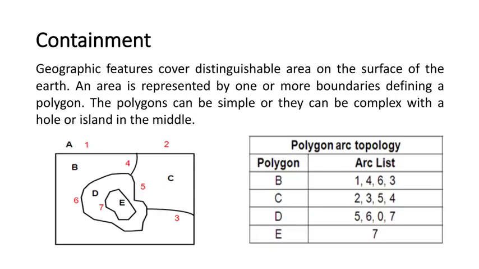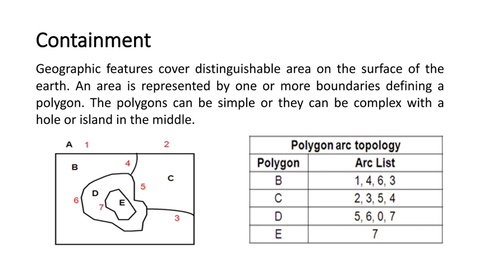Next is containment. Geographic features cover distinguishable areas on the surface of the earth. An area is represented by one or more boundaries defining a polygon. The polygons can be simple or they can be complex with a hole or island in the middle. In the earlier figure there was a rectangle and inside there was an arc. Now here, even inside that particular curved shape, there is a lake or something that is represented by E.